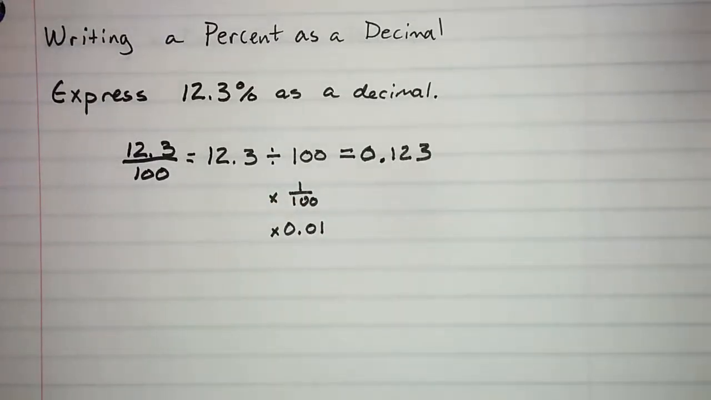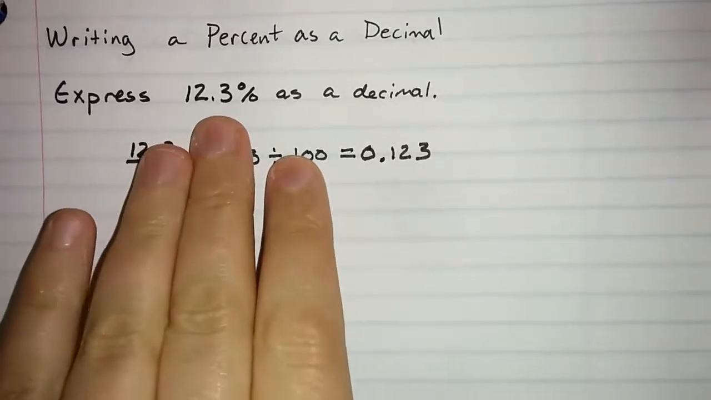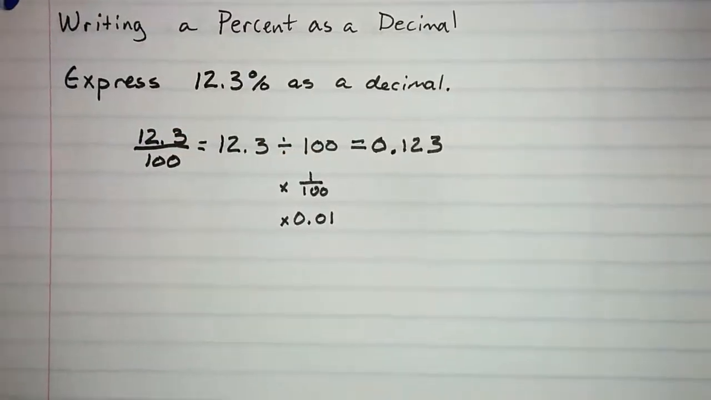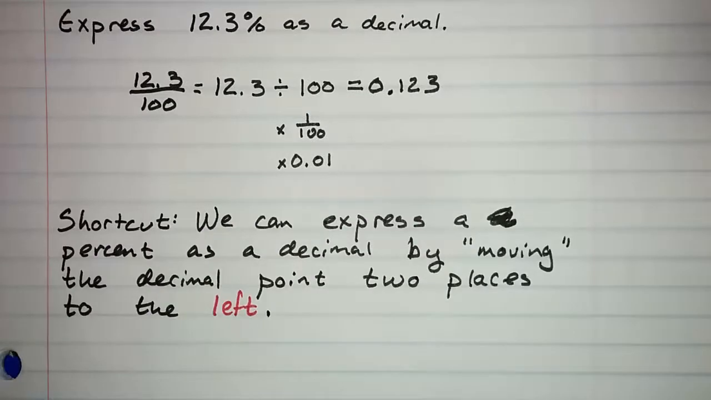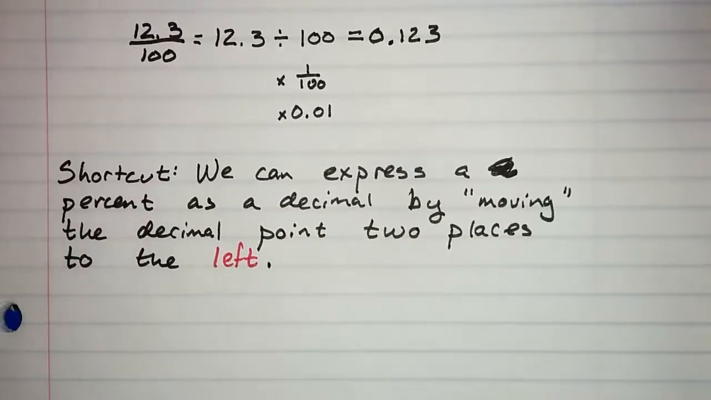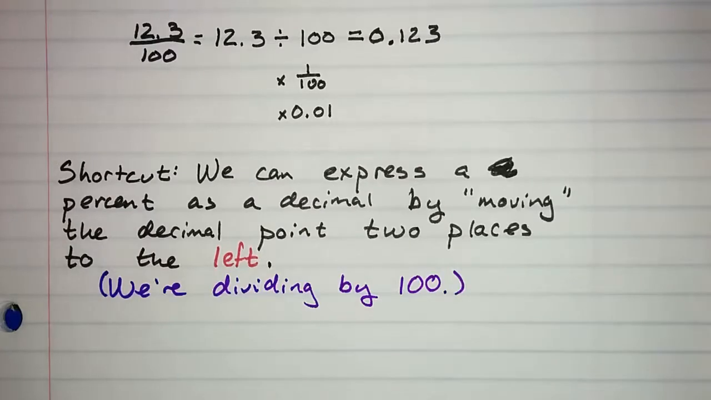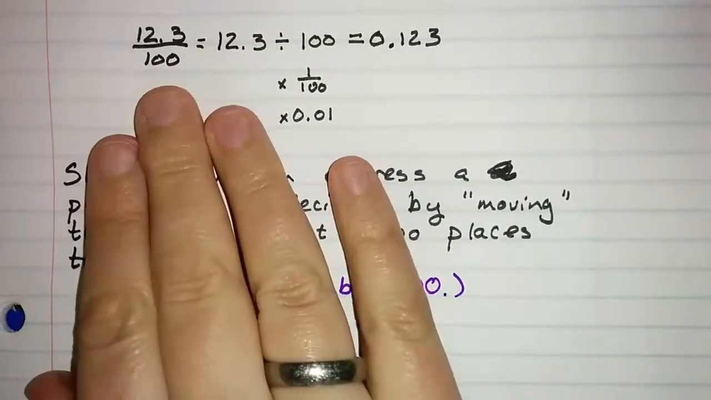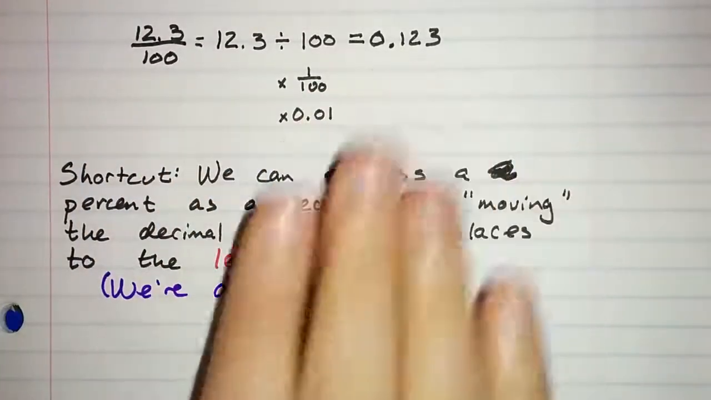So if we have a percent, it's already a decimal percent, we have a shortcut. We can express a percent as a decimal by moving the decimal point 2 places to the left. Right? That is, what are we doing really? We're dividing by 100. If you happen to remember this shortcut, go for it. And I recommend practicing with this shortcut because life is short. But if you forget the shortcut, you can always go through these steps to get there.